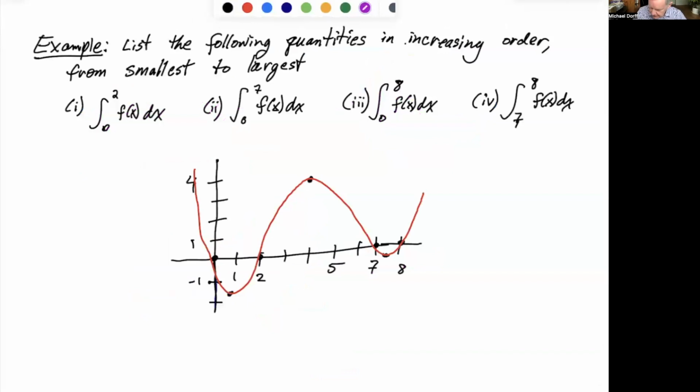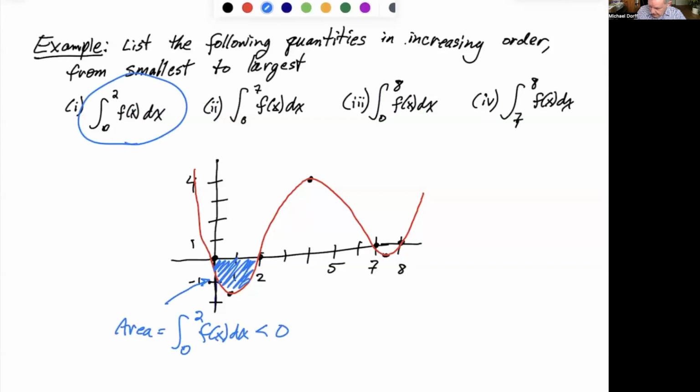All right, so let's look at the first one here. We have the integral from 0 to 2 of f of x dx. What is that integral? That area is this blue area I'm shading in right there. Now, that's below the x-axis, so it's going to be negative. So that area represents the integral from 0 to 2 of f of x dx, and it's less than 0. So if we find another integral that's above the x-axis, we know that this blue one that I just circled is negative, so it's going to be less than anything that has a positive area.